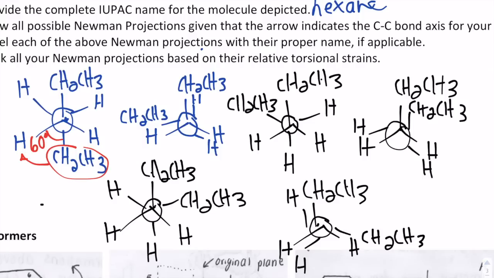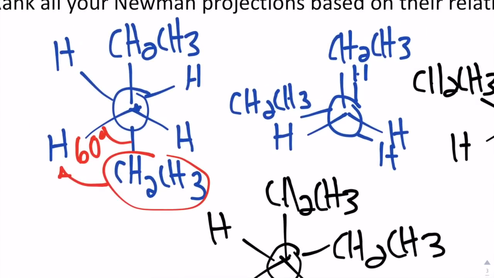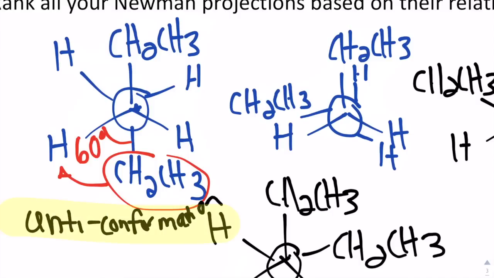Okay, so the next part says, label each of the above Newman projections with their proper name if applicable. So let's give these names. In the first picture that we drew, the ethyl group and the other ethyl group, the two largest groups, are 180 degrees apart, and this gets the special name of the anti-conformation. That's the anti-conformation, and that's the most stable Newman projection because those two largest bulky groups are as far away as possible.